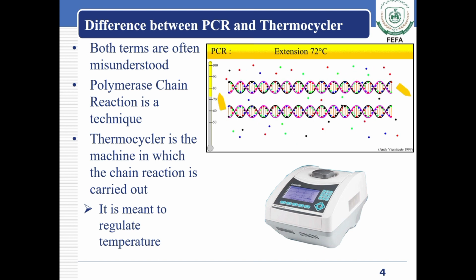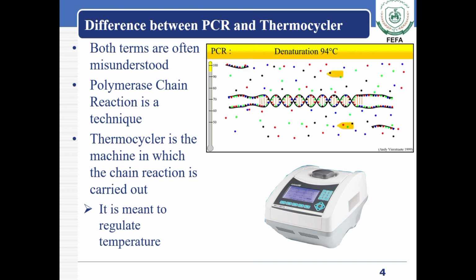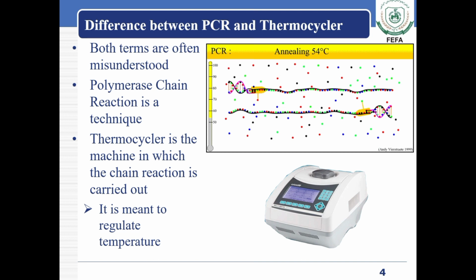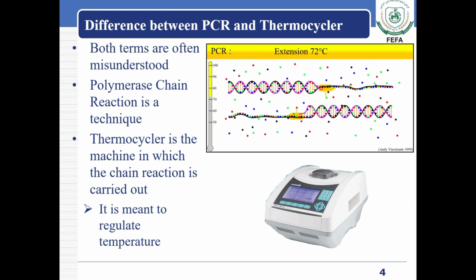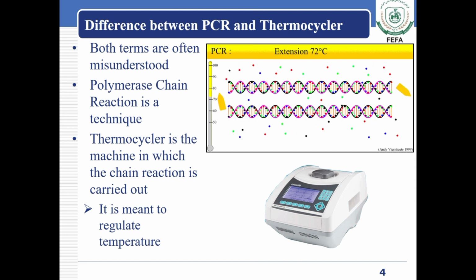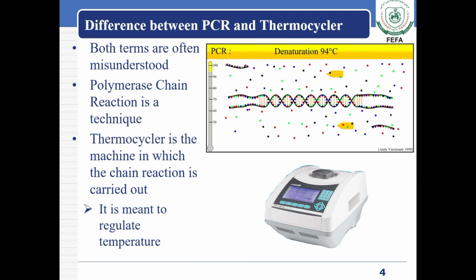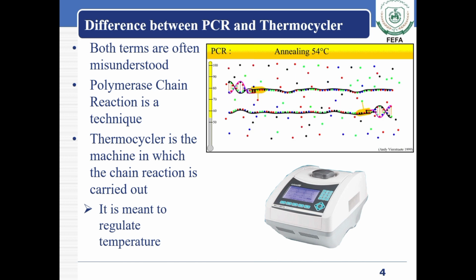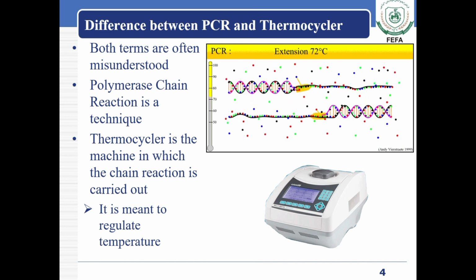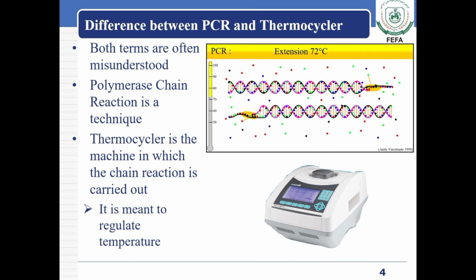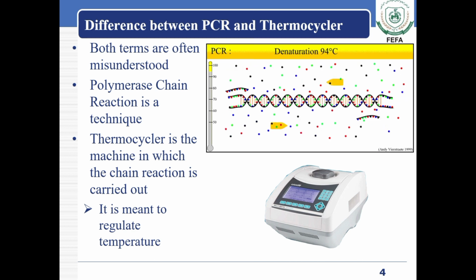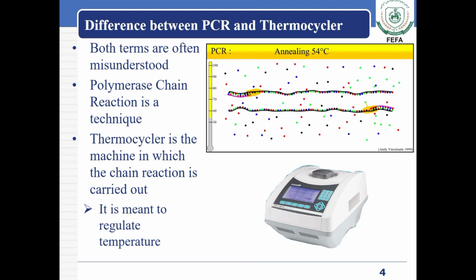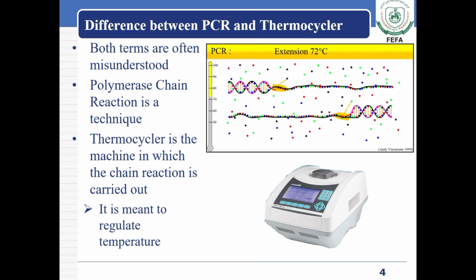deoxyadenosine triphosphate, deoxyguanosine triphosphate, deoxycytosine triphosphate, and deoxythymidine triphosphate. The third one is primers, short segments of oligonucleotide which are used to attach to the template DNA. It has 2 types: forward primers and reverse or backward primers. And the fourth one is Thermus aquaticus Taq polymerase. It is a temperature-tolerant enzyme isolated from a bacterium known as Thermus aquaticus. This enzyme is stable and active at near boiling temperatures.